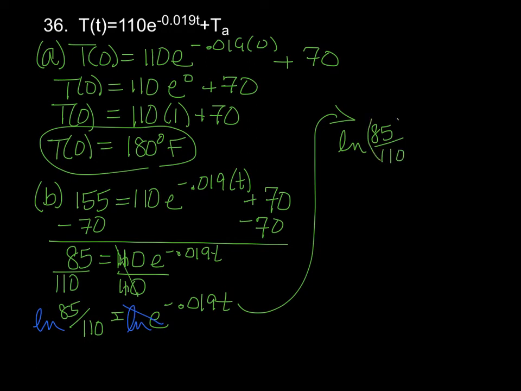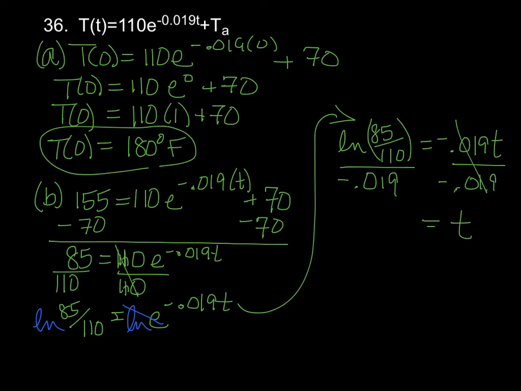It would be more accurate. Equals negative 0.019t. All right, so now we almost have t by itself, so all we need to do is divide both sides by negative 0.019. Cross that out, and that will give us what t is.